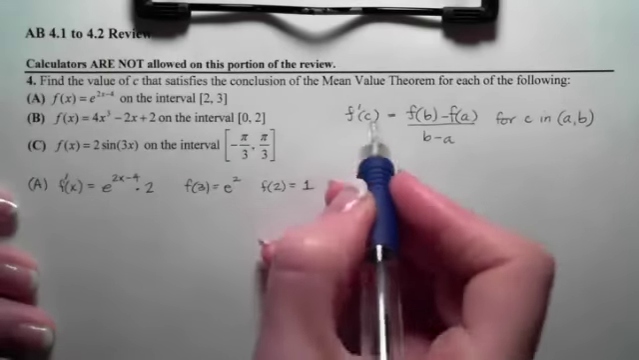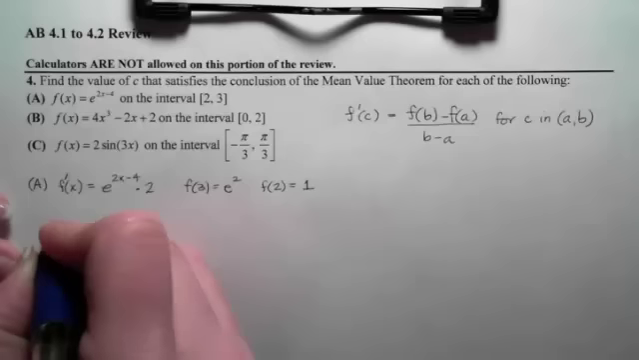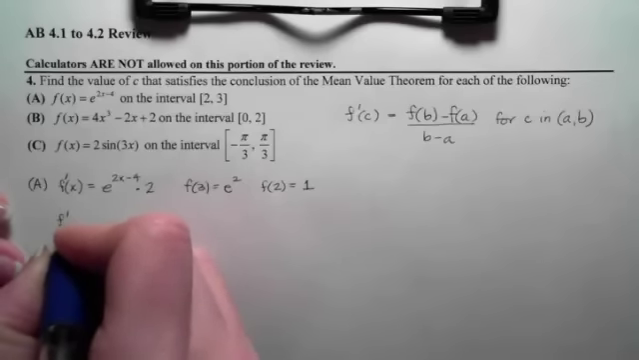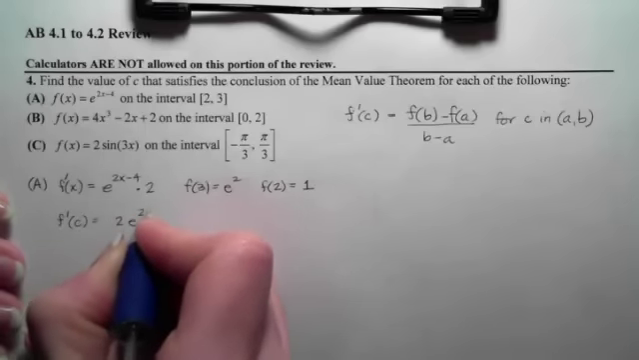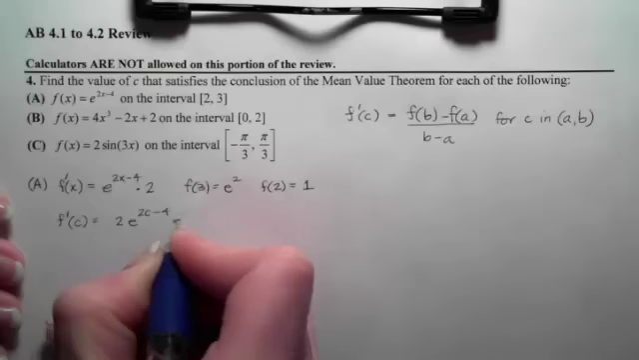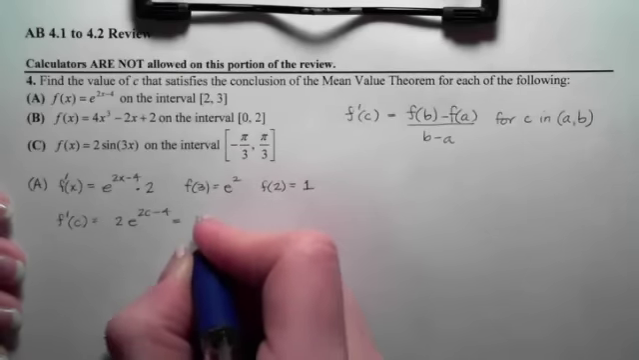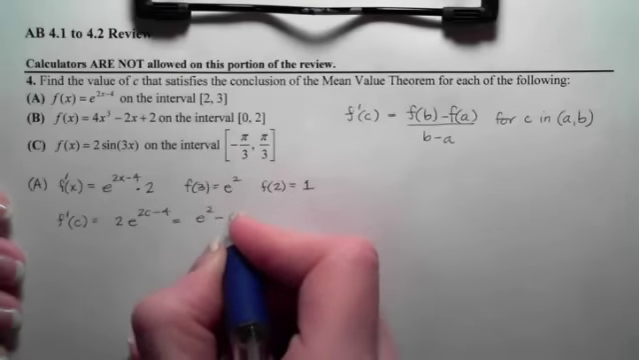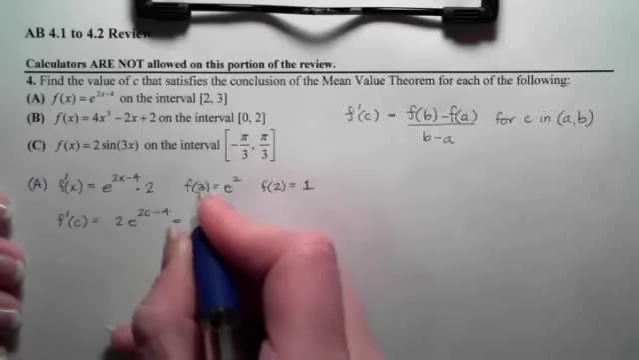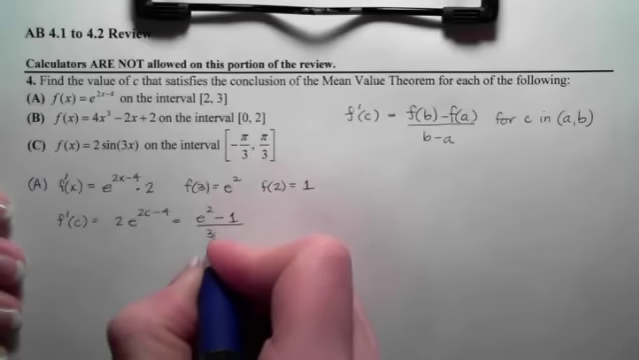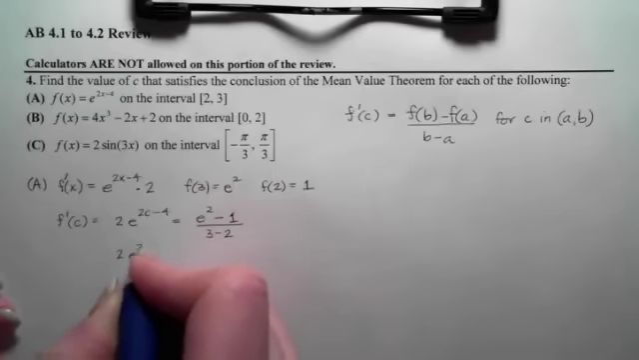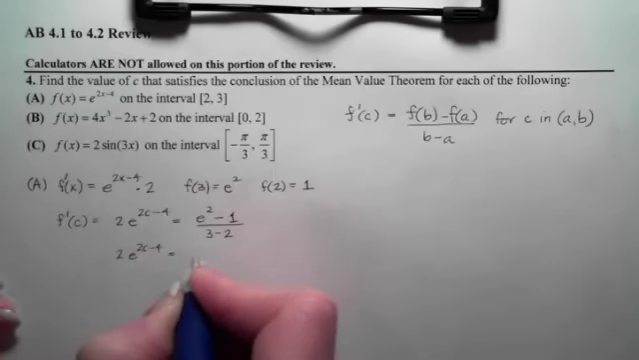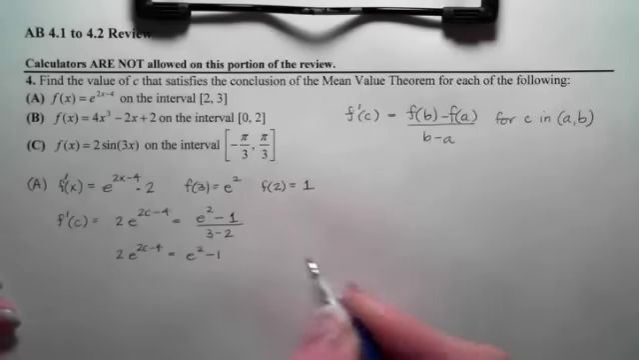So now we're ready to set up our expression here for the conclusion of the MVT, and that will be f prime of c, which is 2e to the 2c minus 4, has to equal f of b minus f of a over b minus a. If we simplify this now, we'll get 2e to the 2c minus 4 equals e squared minus 1.